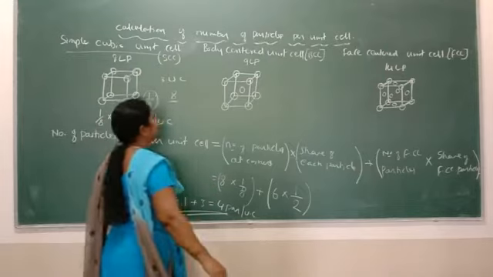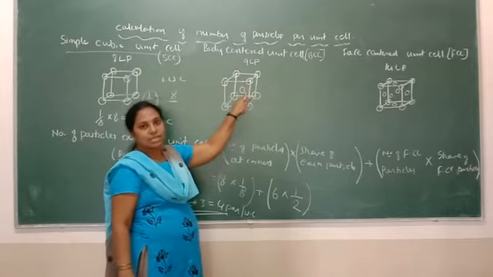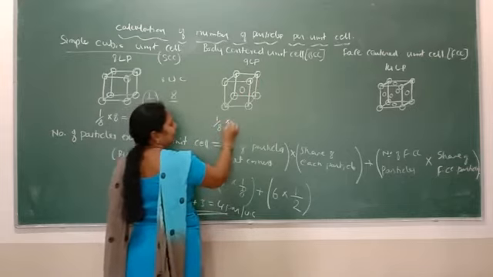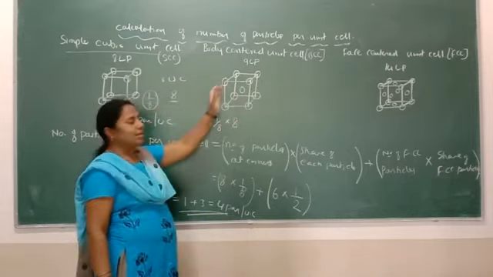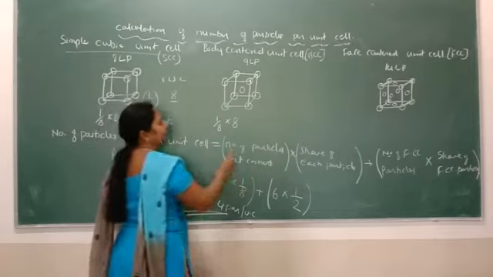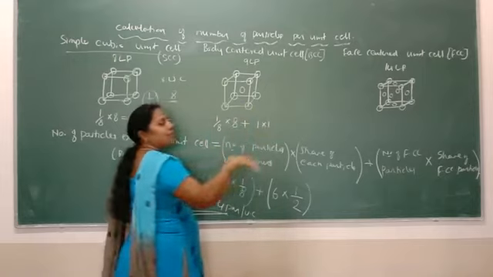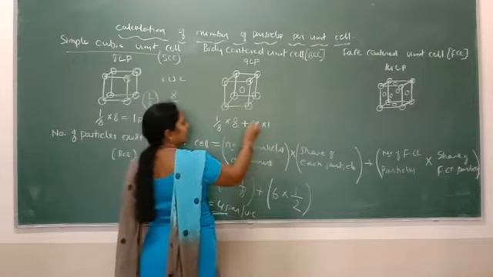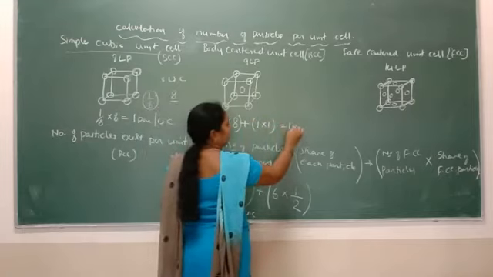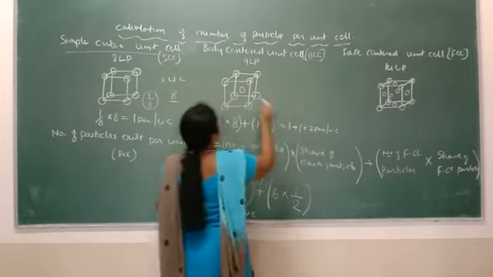In case of BCC, there were 9 lattice points, in which 8 particles are at the corners and 1 particle is at the center of the body. At the corners there are 8 particles and the share is 1 by 8 from each corner particle. Along with that, there is one body-centered particle, 1 into 1. It is not linked with other unit cells, so the share is only 1. Taking the sum, 1 by 8 into 8 is 1, plus 1 into 1 is 1, which is 2 particles per unit cell in case of BCC.